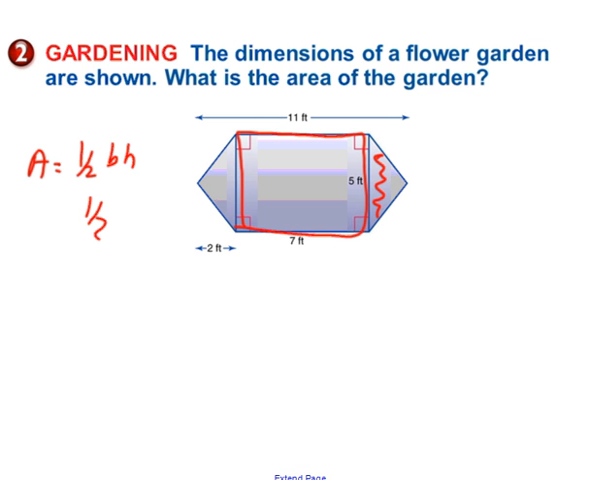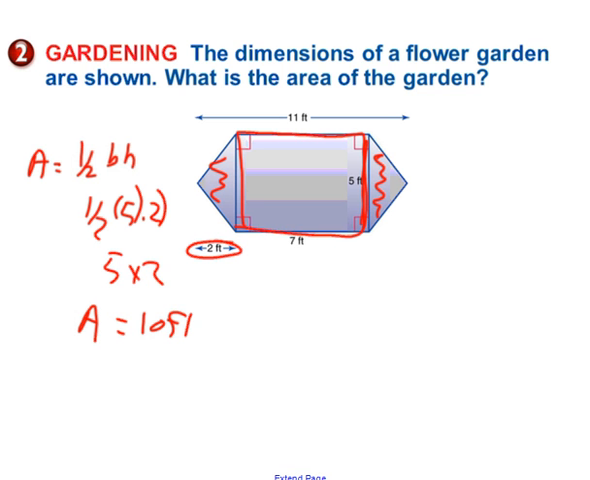So it's 1/2 the base here, which is 5 feet, and the height, which is 2 feet. So 5 times 2. All right. 5 times 2 is, of course, 10. 10 times 1/2 is 5. That's for one of the two triangles. I've got two of them, so I'm going to double that. So I'm going to say area for the two triangular shapes is 10 feet squared.